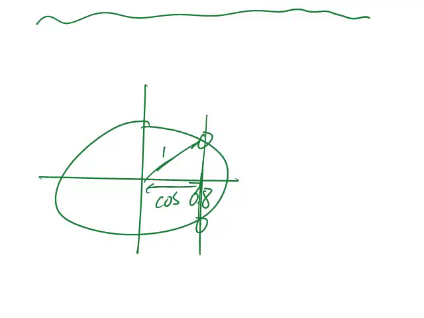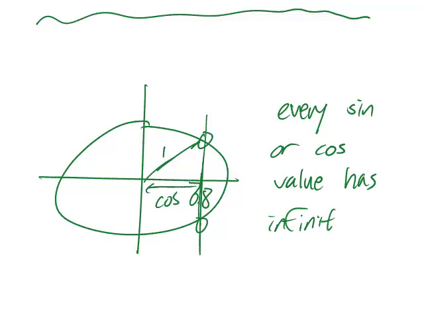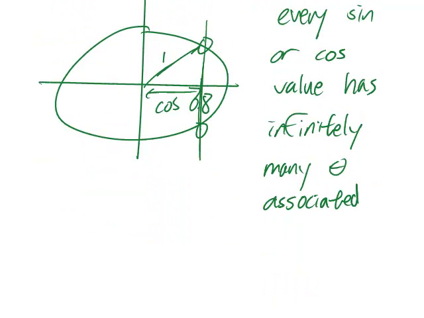And in fact, to make it worse, you can add 360 to any of these angles, or 720 or whatever, and get an angle with the same cosine of 0.8. That's kind of crazy. In fact, every sine or cosine value has infinitely many angles theta associated with it. That's not helpful. It doesn't just fail to be a function, it fails to be a function infinitely. So what we actually end up doing is we restrict the domain.